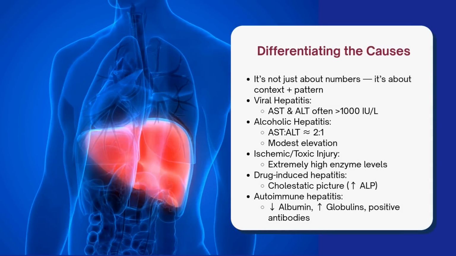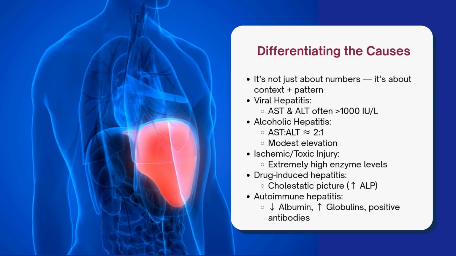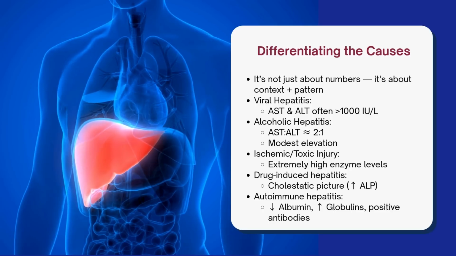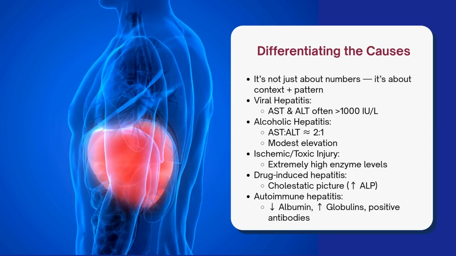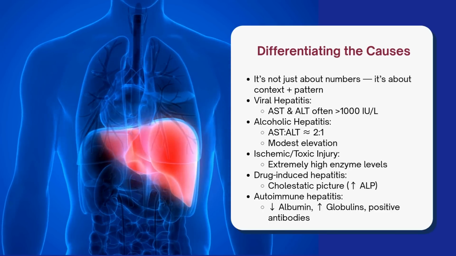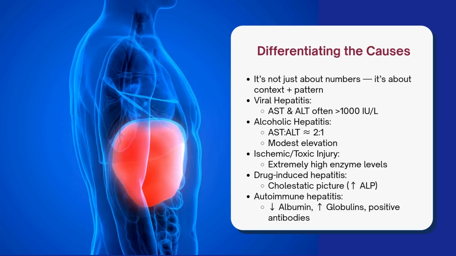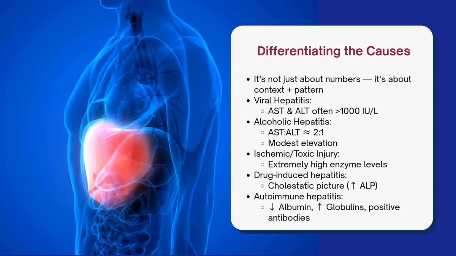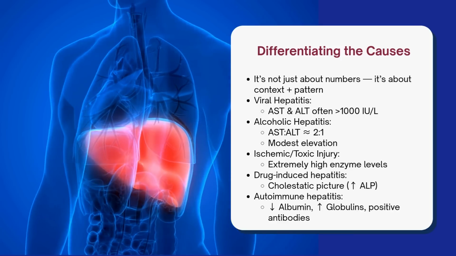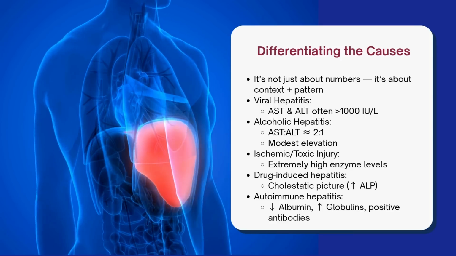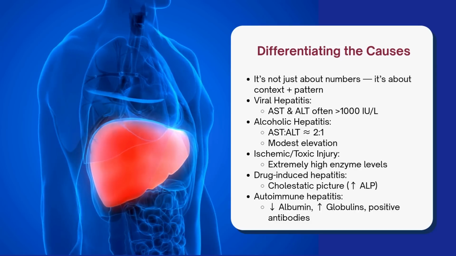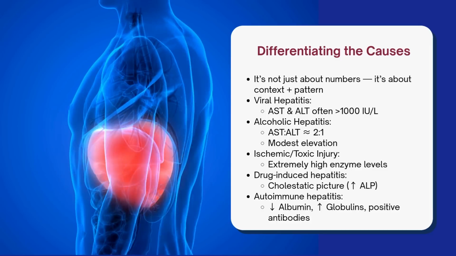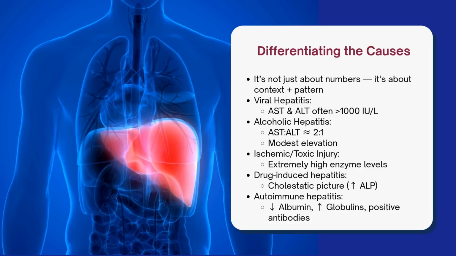Let's talk about how we differentiate causes. It's not just seeing elevated AST and ALT. It's the pattern and the context that matter. For example, in viral hepatitis, AST and ALT shoot up, often over 1000 IU/L. In alcoholic hepatitis, AST tends to be about twice as high as ALT, but the total levels may not be extreme. Toxic or ischemic injury? Those levels can be sky-high. Drug-induced injury might look more cholestatic, so ALP is higher. Autoimmune hepatitis? Think low albumin, high globulins, and positive autoantibodies.